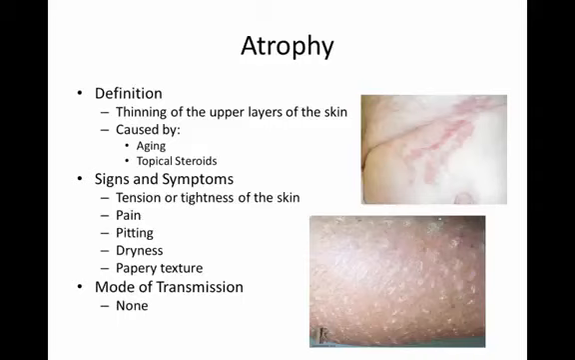Atrophy of the skin is a thinning of the upper layer of the skin, which is often caused by aging or topical steroids. Signs and symptoms of atrophy include tension or tightness of the skin, pain, pitting, dryness, or a papery texture of the skin. Again, atrophy is not contagious and there is no mode of transmission.